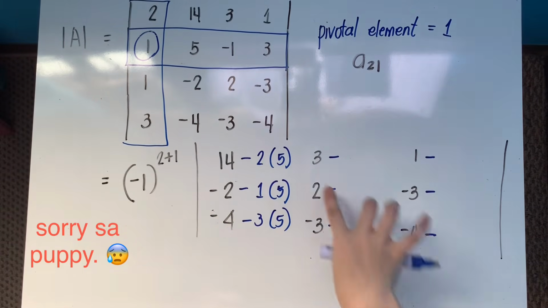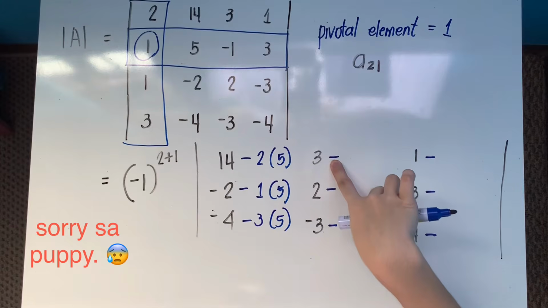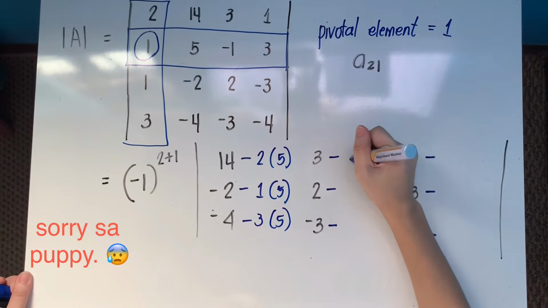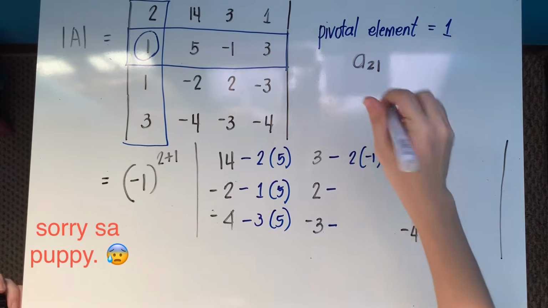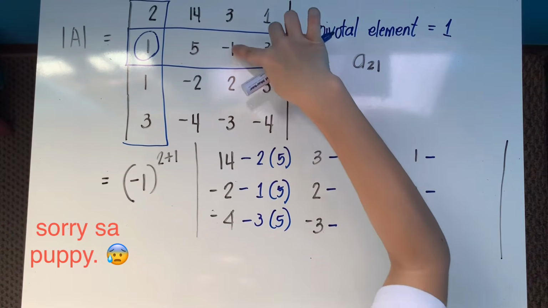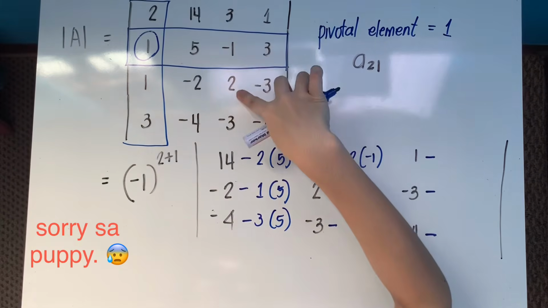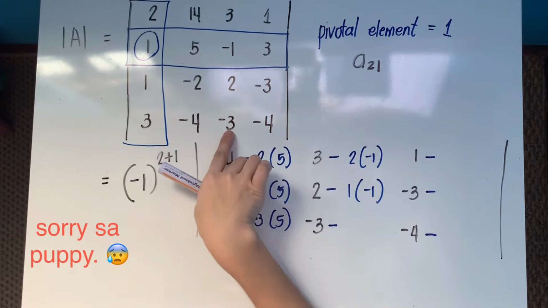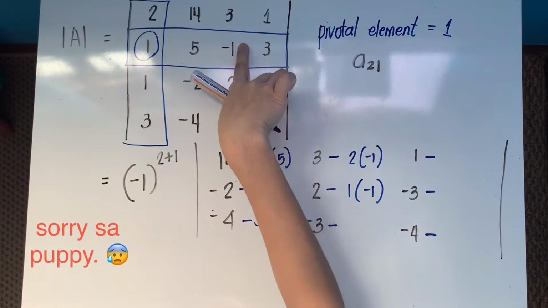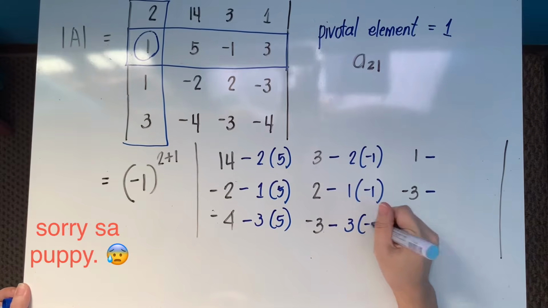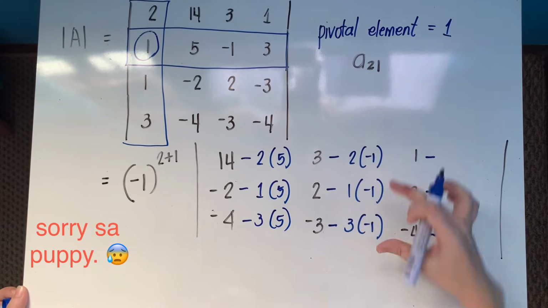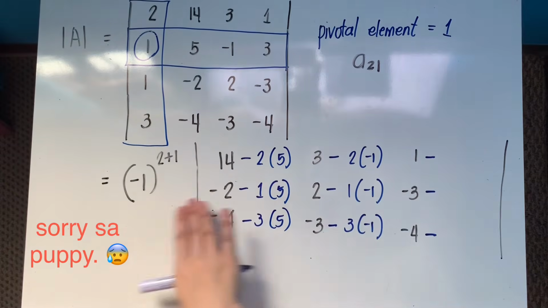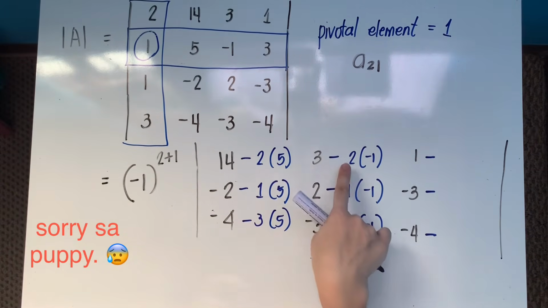Okay, next. For 3, we're going to subtract that by negative 1 and 2, or 2 times negative 1. And then for 2, that would be 1 times negative 1. And for negative 3, that would be 3 times negative 1. So, papansin mo, on the second column naman, pare-pares yan multiplied by negative 1. Tapos, if you're going to notice with respect to rows, pare-pares naman itong 2.